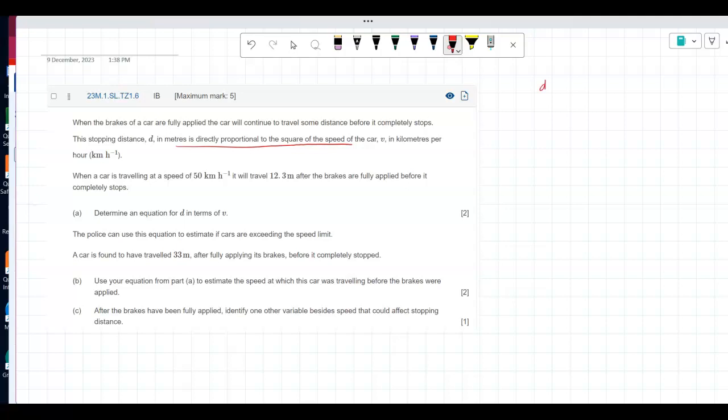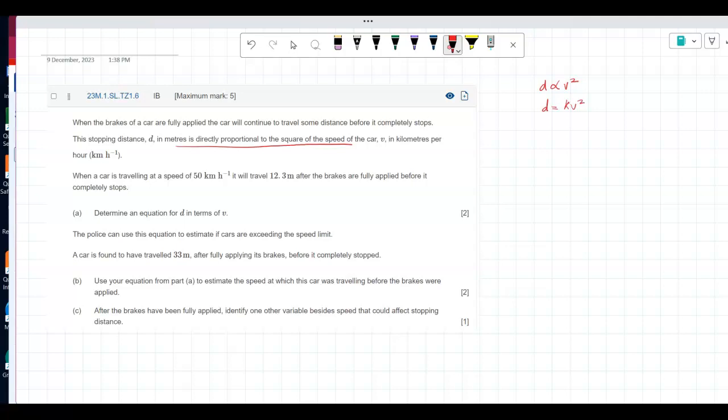So what does this mean? d is directly proportional to the square of the speed of the car. Correct? How do you get rid of the proportionality sign? You put a constant, where k is the constant of proportionality.